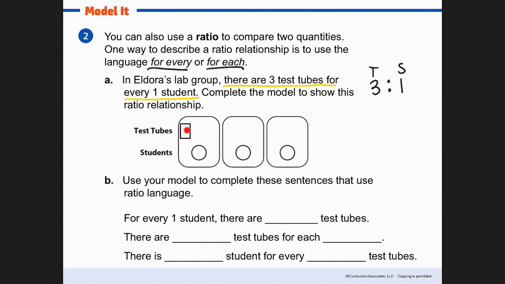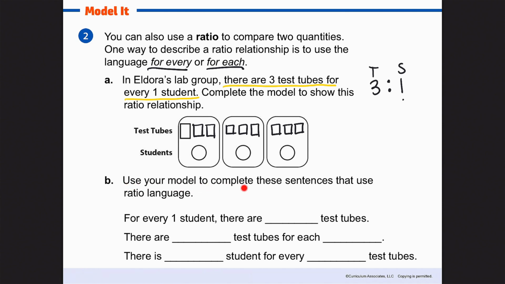So what I need to do is I need to make sure that I show the right amount of test tubes. So it tells me here test tubes is 3. So I need to show 3 test tubes for every 1 student. I already have the 1 student here, so I'm just going to go ahead and complete my pattern here. My ratio is really a pattern in comparing numbers.